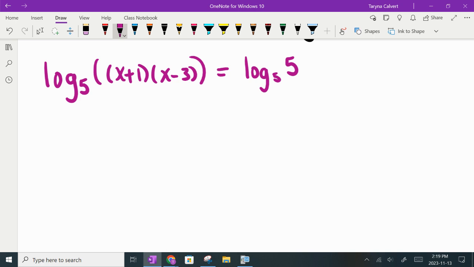Because we're going to have to solve this baby, and we can't solve it unless I expand that argument on the left. So x plus 1 times x minus 3 is going to be x squared, minus 3x plus x is going to give me a minus 2x minus 3 equals 5.